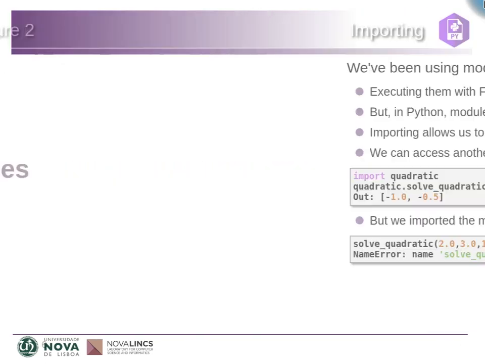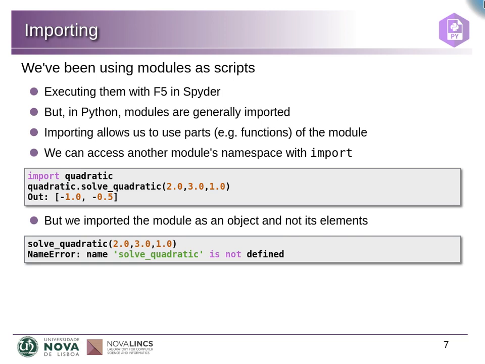So let's see another thing, which is importing names that are in different modules. We've been using modules just by writing everything in the same file and executing, but in Python we can organize our code into different files and then import things from one file to the other. And the import statement, what it does is to fetch whatever we are importing into our own namespace.